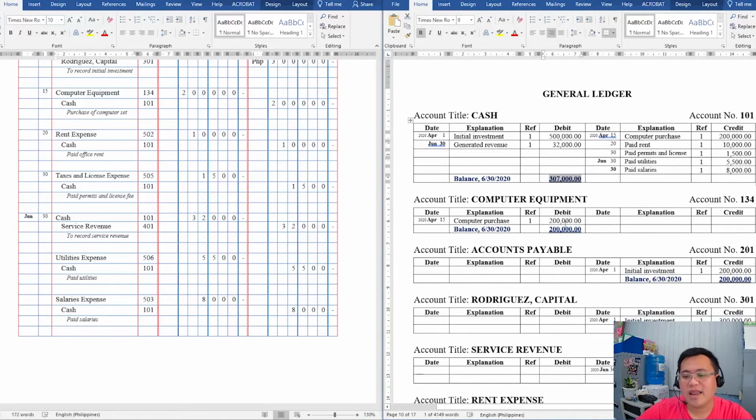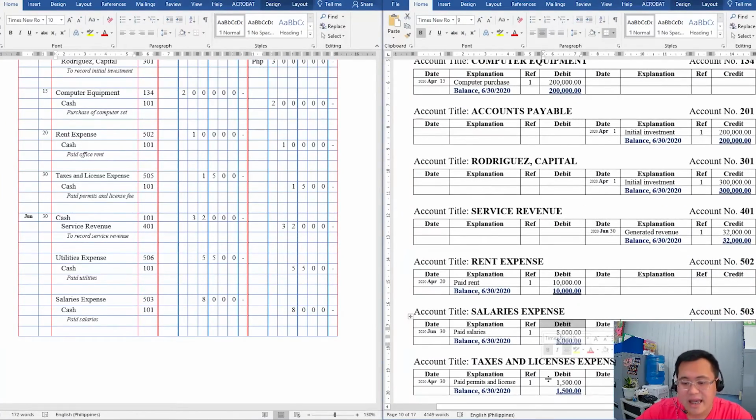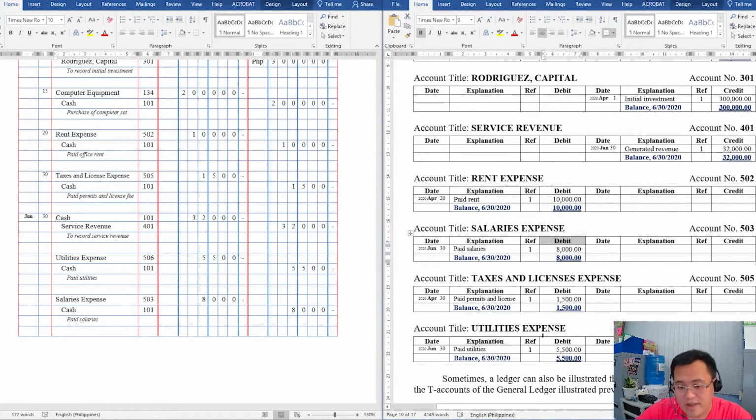If you do not have any other transactions, like example for equipment, for accounts payable, for Rodriguez Capital, service revenue, rent expense, salaries expense, and taxes and license expense, of course, with our utilities expense, then automatically that becomes your ending balance. We need to say during the month, you have incurred, for example, salaries expense, you have incurred on June 30 a salary expense of 8,000 pesos. So you debited salaries expense for 8,000, automatically that becomes your ending balance of 8,000 pesos. At the start of the month, there were no transactions or there was no amount incurred for salaries expense.